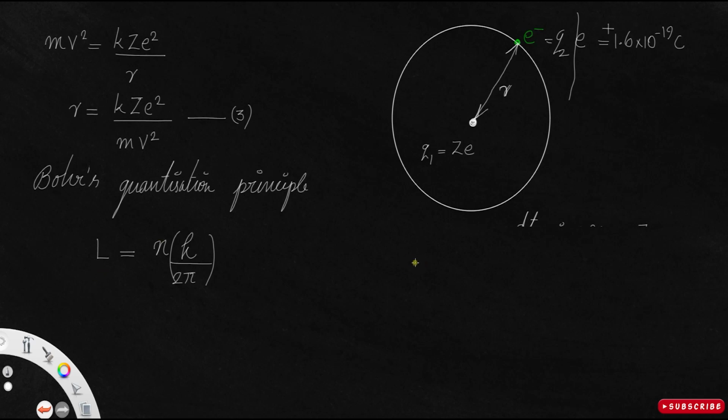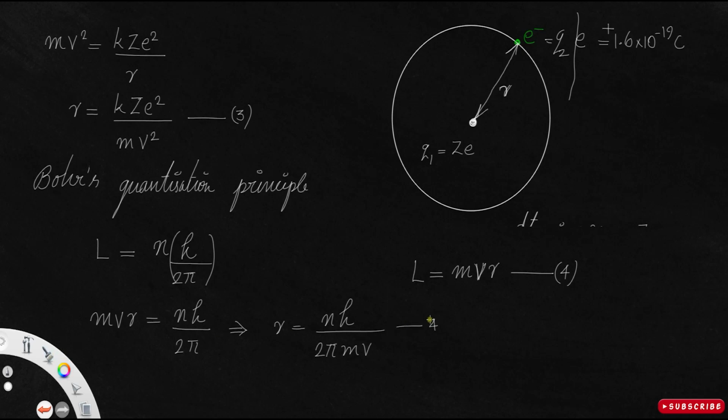And we know the angular momentum L, for rotation, will be mvr. v is the velocity, r is the radius. Let me take this as equation number 4. On substituting this in the equation, we have mvr equal to nh by 2 pi. That will give r equal to nh divided by 2 pi mv. I took this mv to the right. So this is equation number 4.